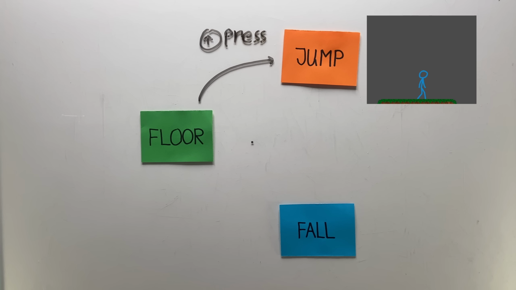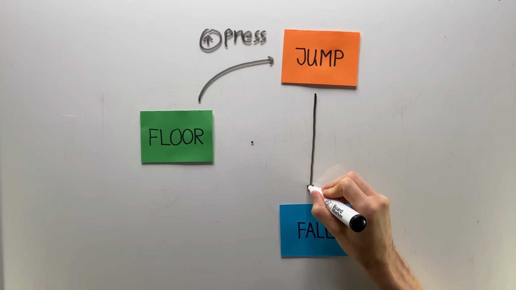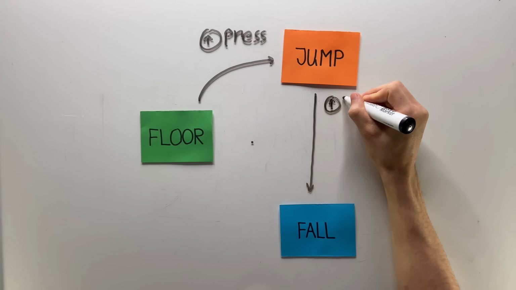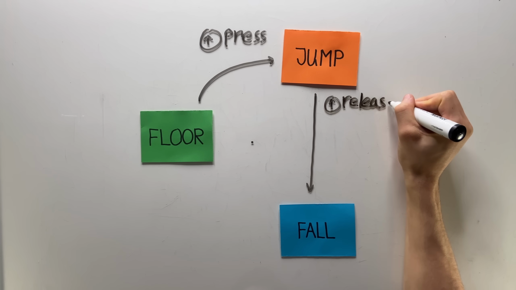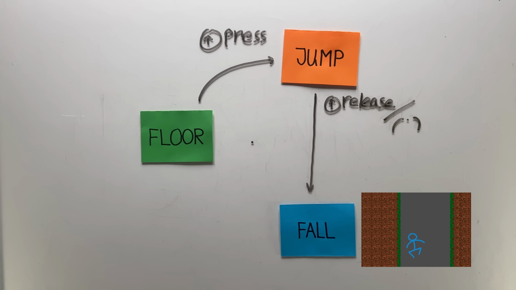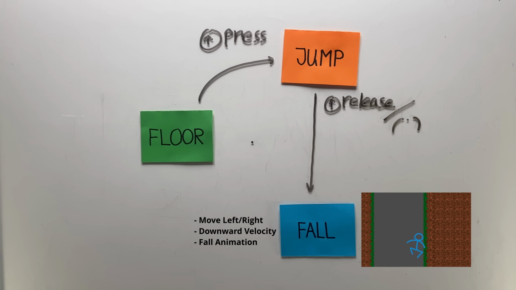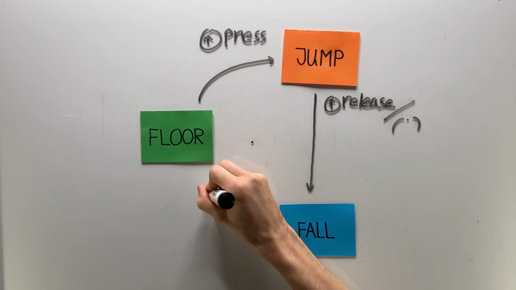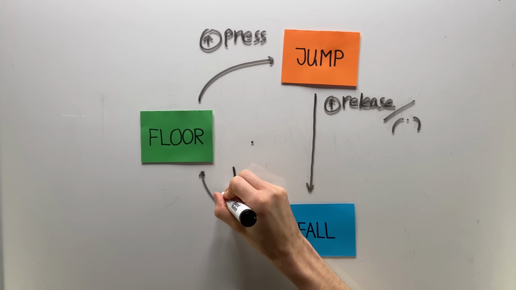Then we have the jump state, in which the player can also move left and right, but it should start with an upward velocity that decreases over time. It should also play a jump animation. From the jump state, two conditions should cause a transition to the fall state. Either when we release the jump button, or when we are at the apex of the jump. Lastly, in the fall state, our player should again be able to move left and right, and their downward velocity should increase over time while playing a fall animation. Upon landing on the floor, we transition back to the floor state.